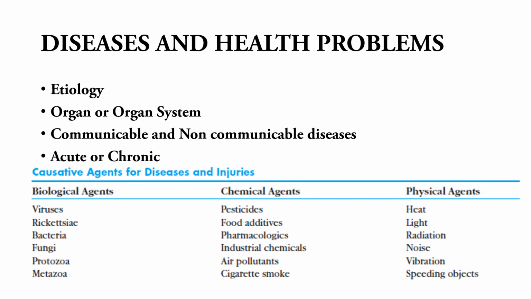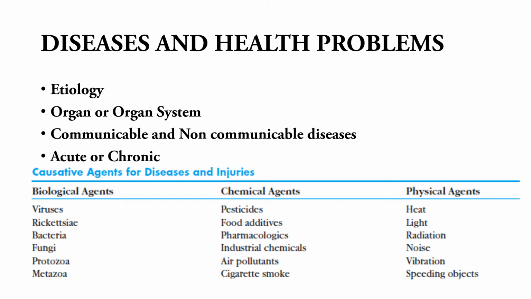So diseases and health problems, this is still under epidemiology. Because in epidemiology, we talk about diseases and injuries for a particular group. Diseases may be classified based on etiology or the cause. For example, it can be caused by viruses, so viral diseases. It can be caused by bacteria, so bacterial diseases. So aside from that, we can also have diseases classified based on the organ or the organ system that is affected. For example, we have heart disease, kidney diseases, muscle diseases, or respiratory diseases. So that is how we classify diseases.